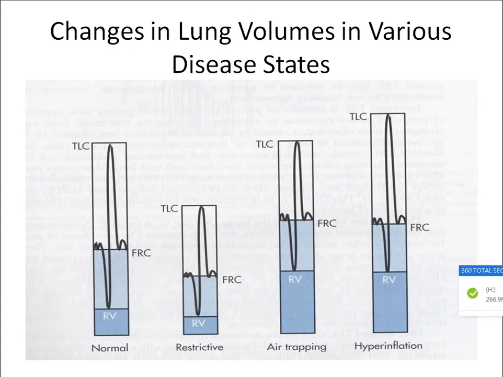And if you see in the diagram of hyperinflation, that is in emphysema patients, the residual volume is increased, and also the total lung capacity is increased because the vital capacity is also increased. Vital capacity is increased and residual volume is increased. That's why the total lung capacity is increased in hyperinflation. Example: emphysema patient.